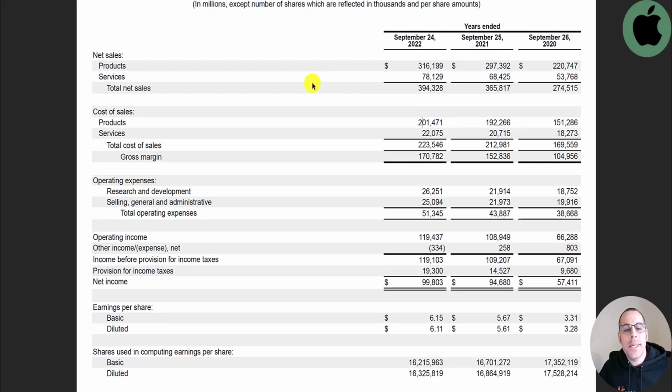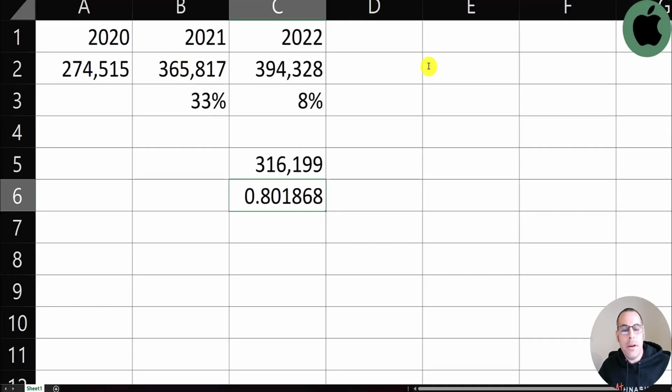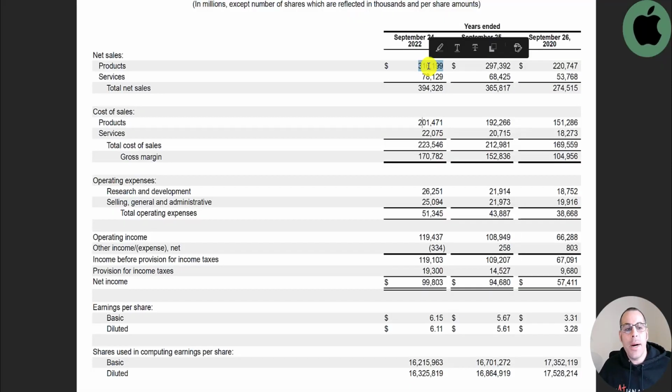As you probably noticed, Apple condenses their numbers. They don't give you too much detail. So they just break down revenue into products and services. And you could see a bulk of their revenue is from products. 316 billion of the 394 billion. So 80% of their revenue is from products. I know their most popular product is the iPhone, but they also sell computers and accessories.